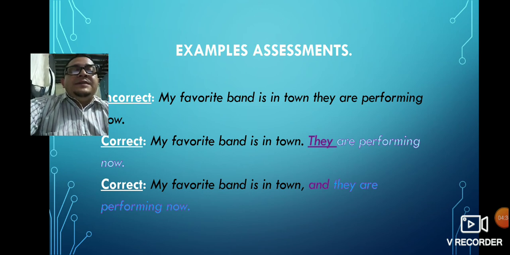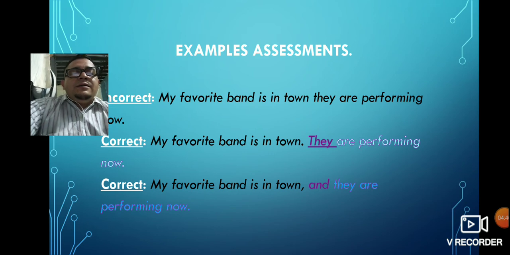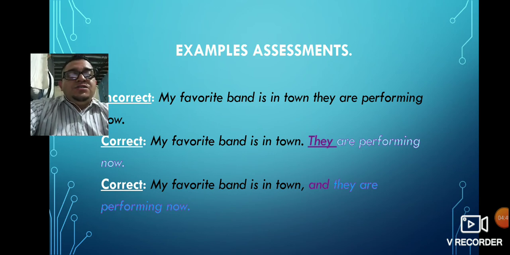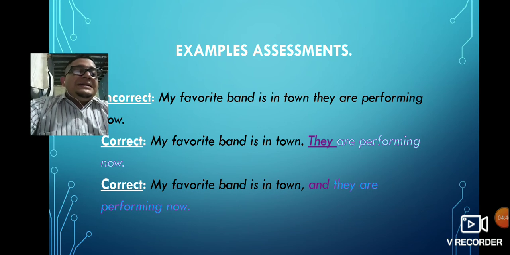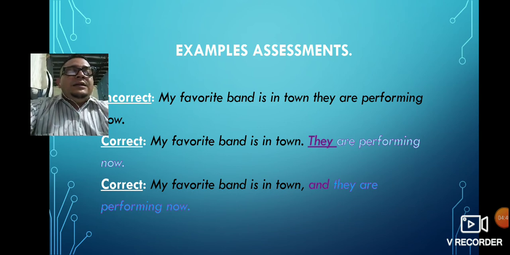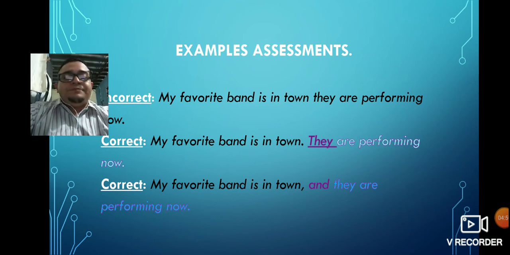My favorite band is in town, and we're using a comma, and in another color the coordinating conjunction. In the second independent clause it is not necessary to use a capital letter in the subject, because we are using a correct punctuation and a correct coordinating conjunction.